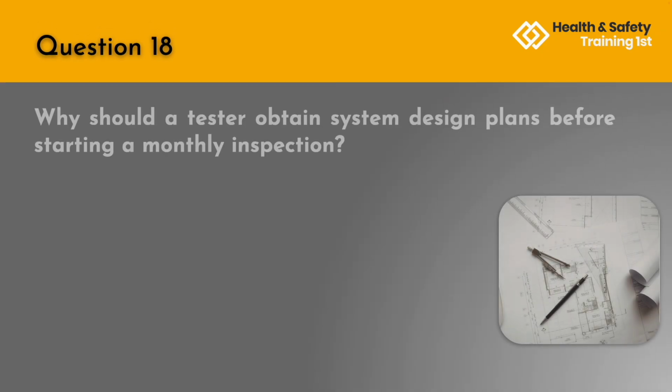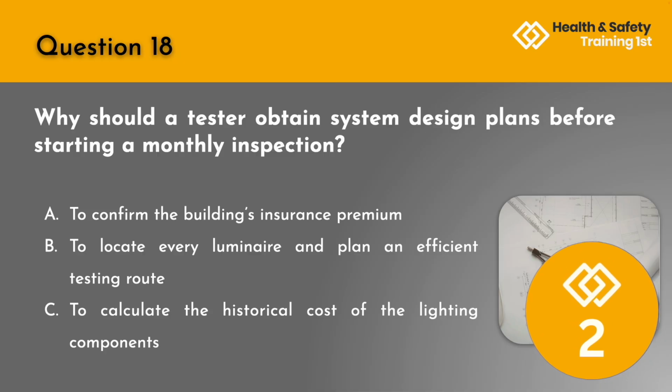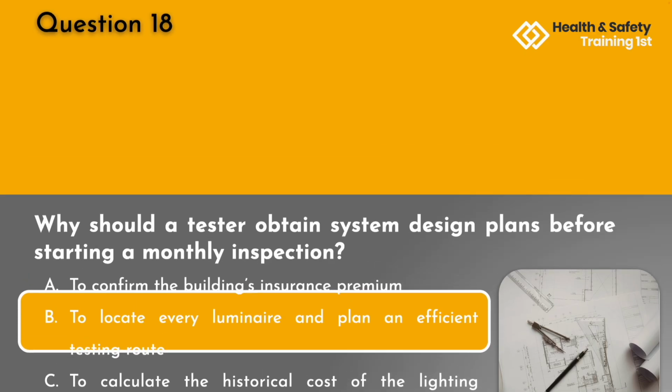Question 18. Why should a tester obtain system design plans before starting a monthly inspection? A. To confirm the building's insurance premium. B. To locate every luminaire and plan an efficient testing route. Or C. To calculate the historical cost of the lighting components. The correct answer is B. To locate every luminaire and plan an efficient testing route.